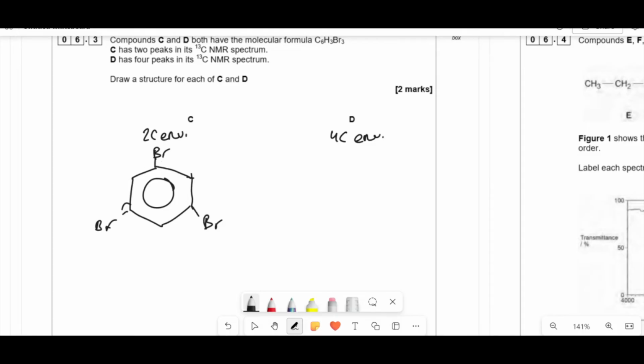Because then this carbon and this carbon and this carbon are identical. That's one environment, but these are different. But they're all identical to each other, and these are different from the original BR, but identical. So that suits that one.